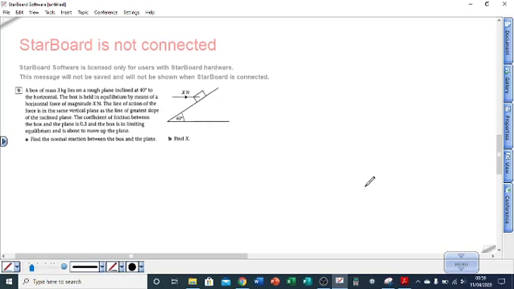Okay, question 9. A box of 3 kilograms lies on a rough inclined plane, angle at 40 degrees to the horizontal. The box is held in equilibrium by means of a horizontal force, magnitude X newtons. The line of action of the force is in the same vertical plane as the line of greatest slope. The coefficient of friction is 0.3.